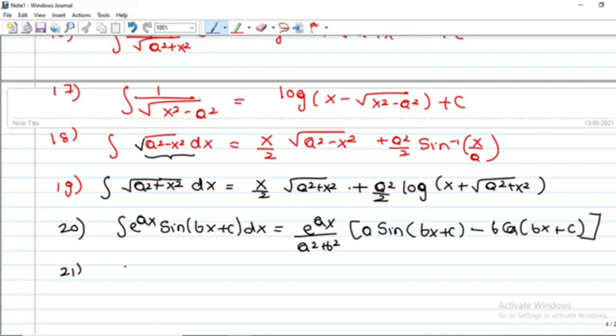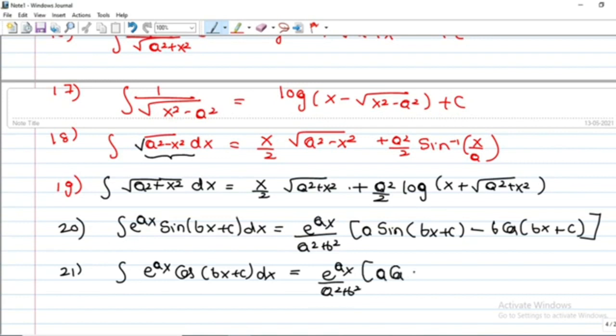21st, if you see, it's just similar to this one, integral of e power ax cos bx plus c dx is equal to nothing but e power ax the whole upon a square plus b square, but the difference will be that here cos will appear, here a cos bx plus c plus b sine bx plus c. Now here why negative didn't appear? Because you can make out that when you apply chain rule, integration of cos x will be sin x, because of which here positive will be there.